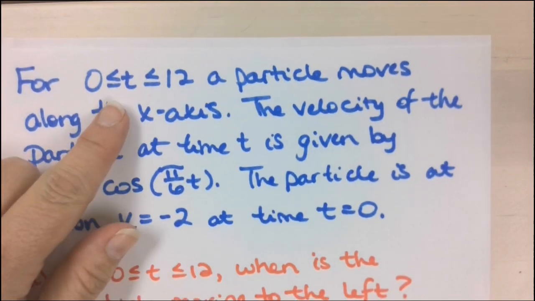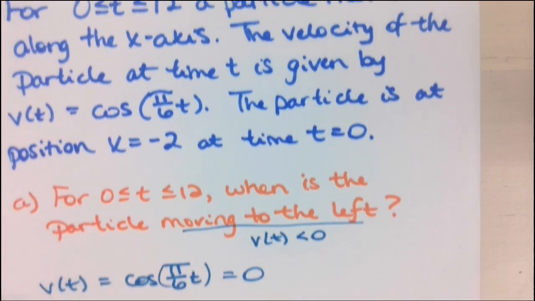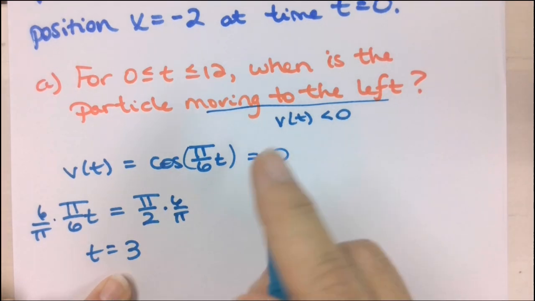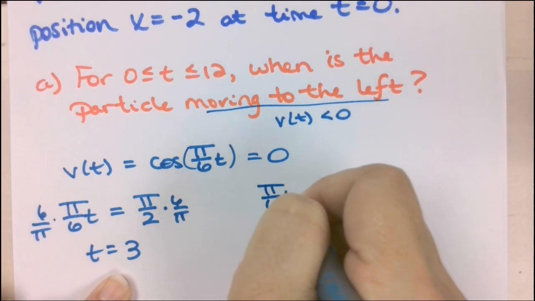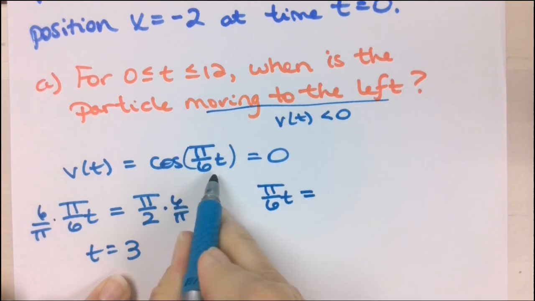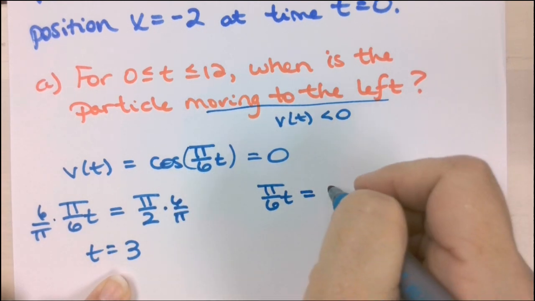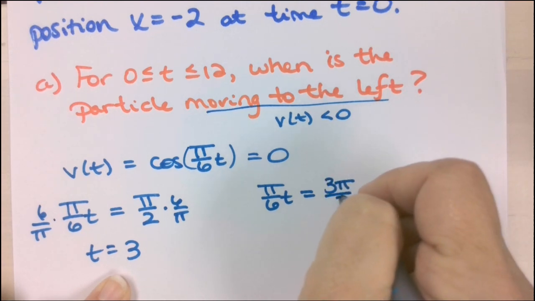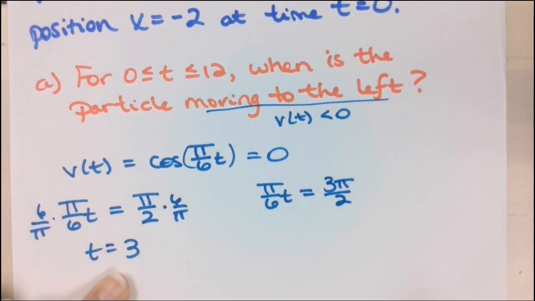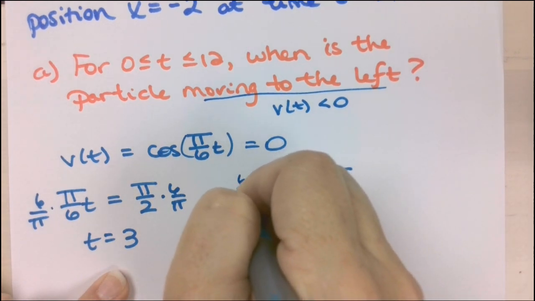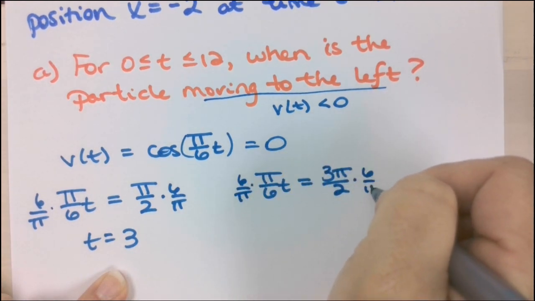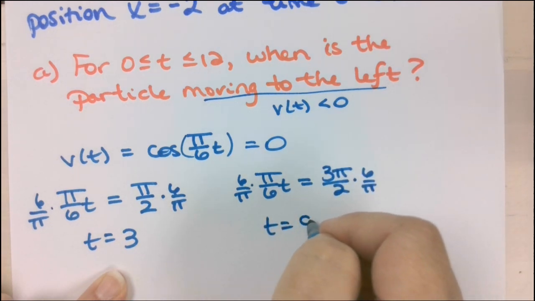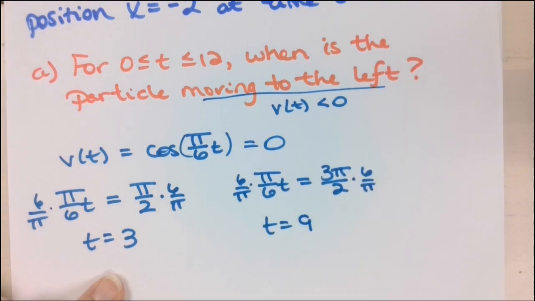Now remember, in our problem, t is just between 0 and 12. So we want to make sure we get all the values between 0 and 12. So I'm going to say this is also going to be equal to 0. Cosine of pi over 6t is going to equal 0 whenever that input pi over 6t is equal to 3 pi over 2. Again, let's multiply by the reciprocal. And let's see, I get 18 divided by 2, t equals 9.